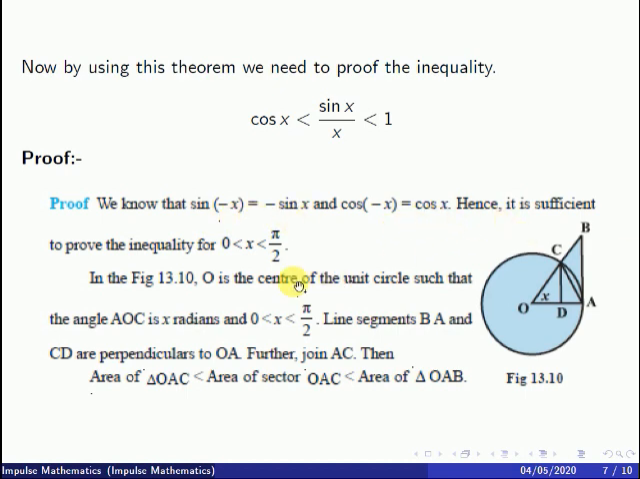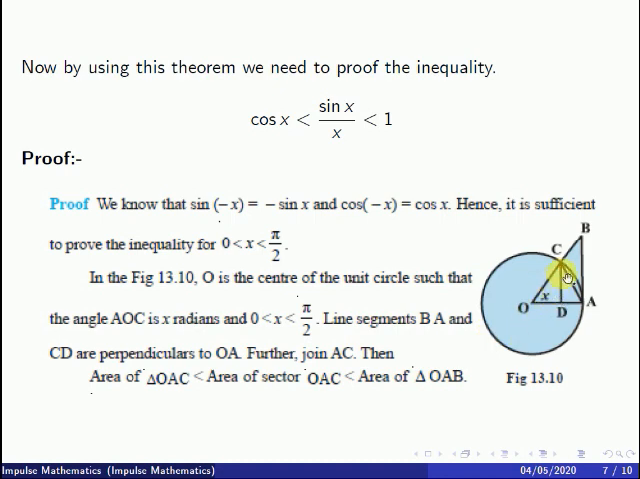Here it is sufficient to prove the inequality for 0 < x < pi/2. If we consider this inequality in the figure of a unit circle, that is, a circle of radius 1, then here in the figure we can see that for the triangle OAC, if the angle is x radian, then CD and AB will be perpendicular to OA.